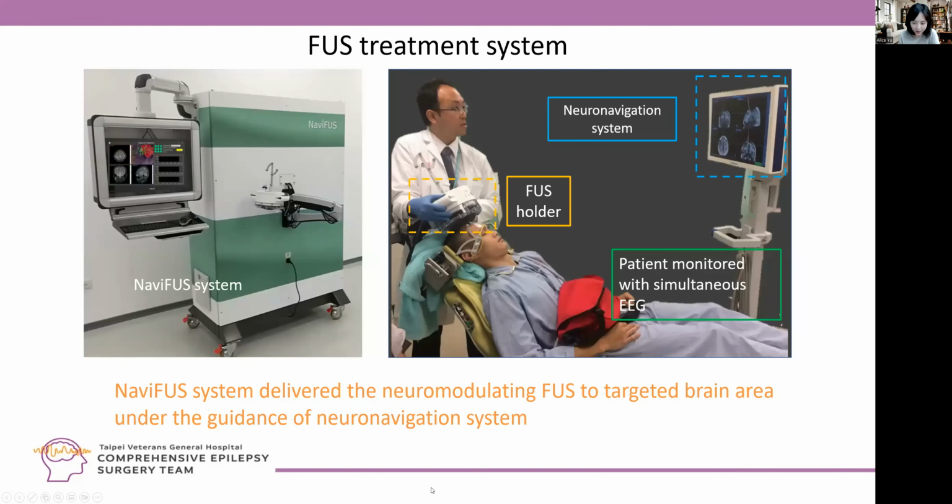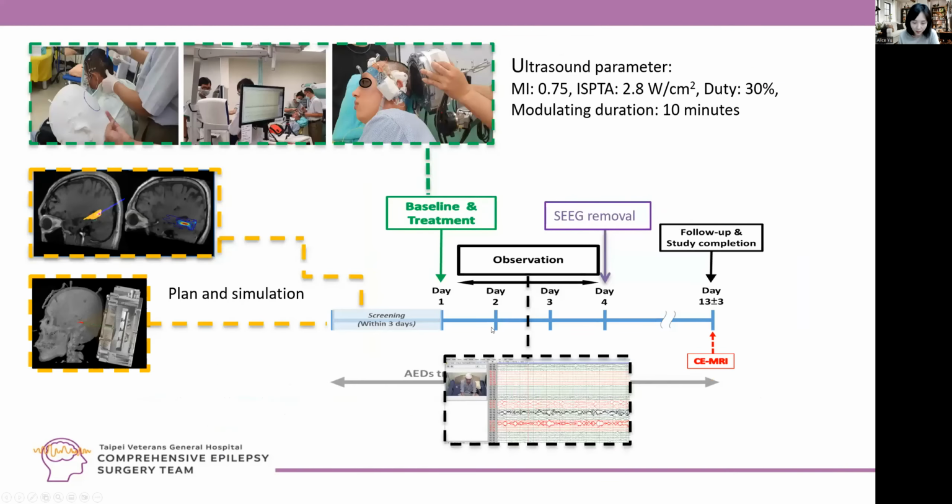Patients don't need to be constrained in an MRI machine. The target and the trajectory are shown on the screen. The neurosurgeon holds the transducer and adjusts the position to fit the pre-planned pathway. On the day of treatment, we shave the patient's hair and register the navigator system. The treatment parameters were listed here. The focused ultrasound treatment lasted for 10 minutes, and the intracranial EEG was continuously recorded.